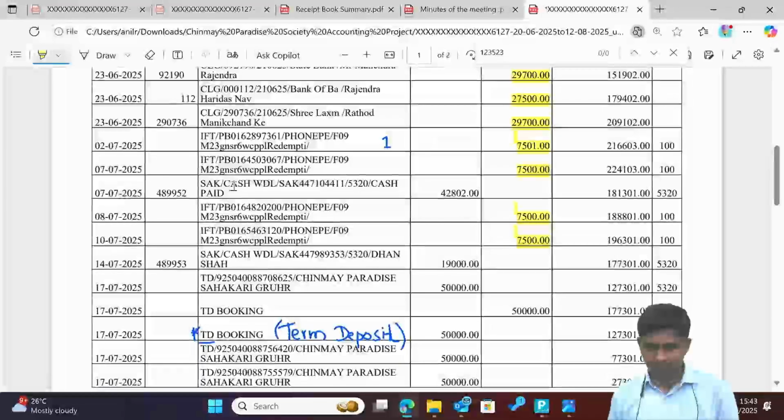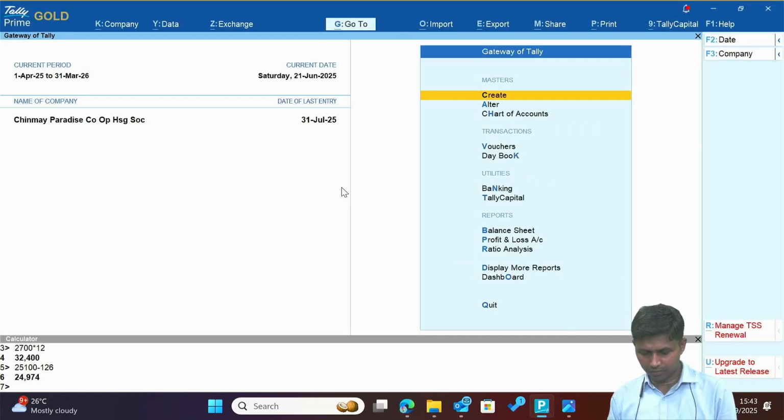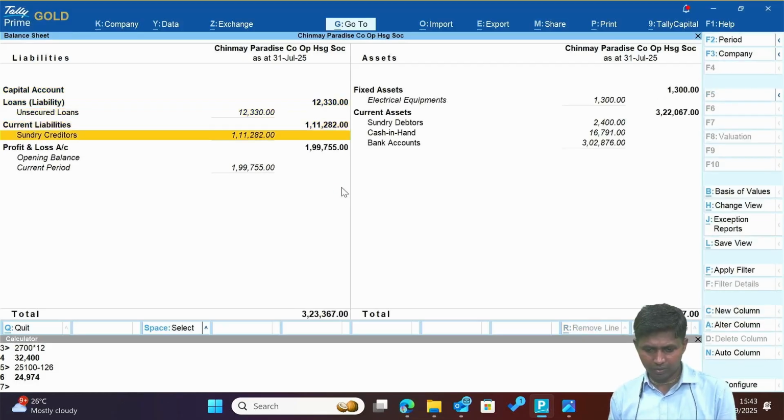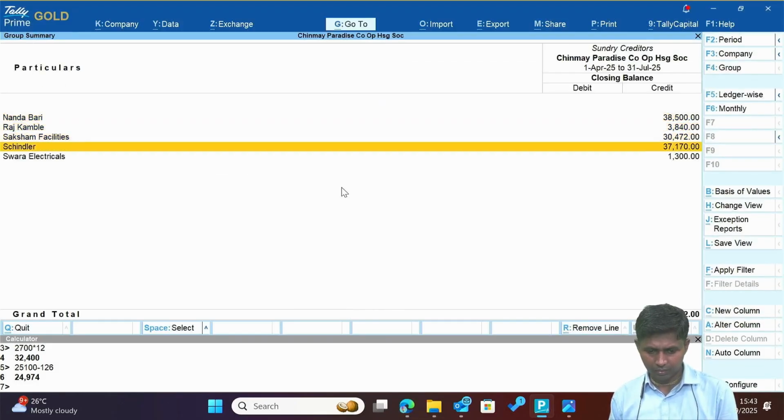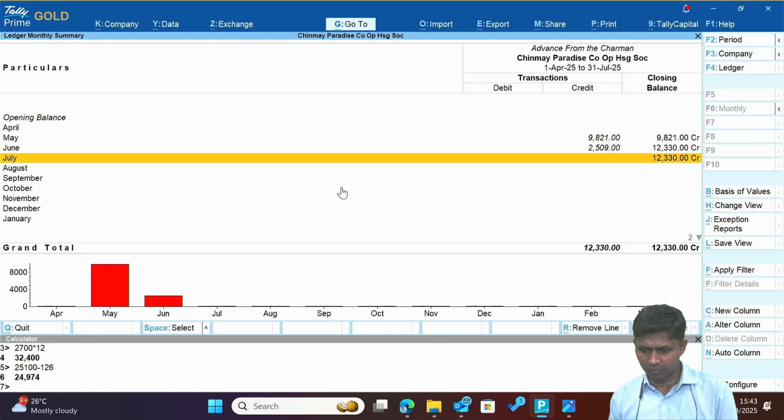Then after that, this is a cash withdrawal, paid by check. Check number 42,802. Now we're going to check the balance sheet to see if this is matching with some amounts of creditors whom you have paid through check.